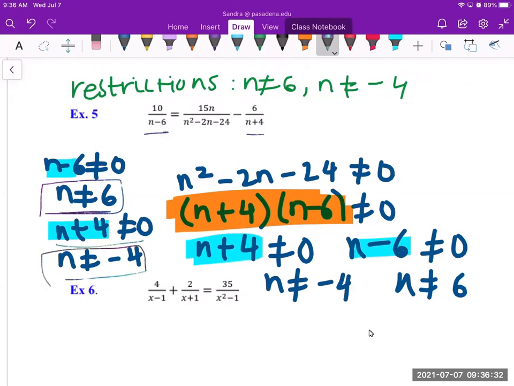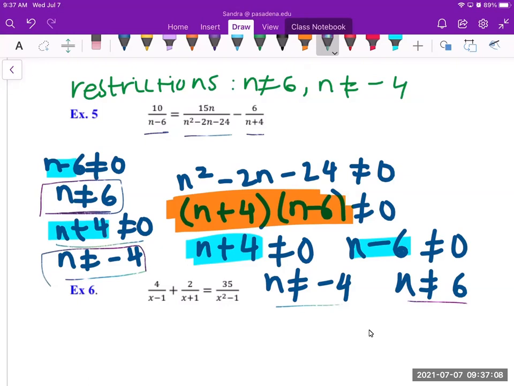Then with the trinomial, n squared minus 2n minus 24, you're going to factor it out. When you factor it out, you get n plus 4 times n minus 6 cannot equal 0. You set the factors to 0, and you discover that the two solutions are exactly what you already had at the beginning from the other two denominators. Okay, so your restrictions, I labeled them in green: n cannot equal 6 and n cannot equal negative 4.